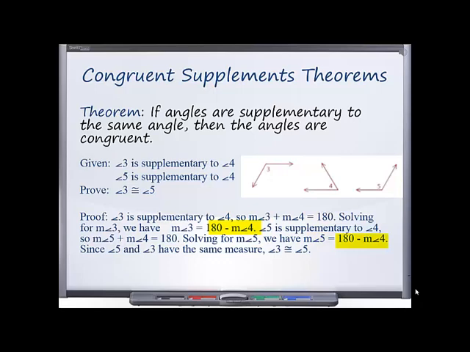We calculate those measures in the same way. We take 180 degrees and we subtract the measure of angle 4 from that, and we get the measure of angle 3 and 5. So we can see clearly, no matter what the measure of those angles are, that angle 3 and angle 5 have equal measures, and therefore they are congruent.